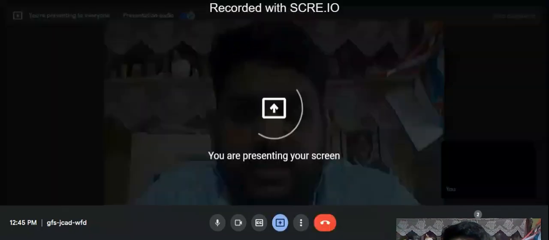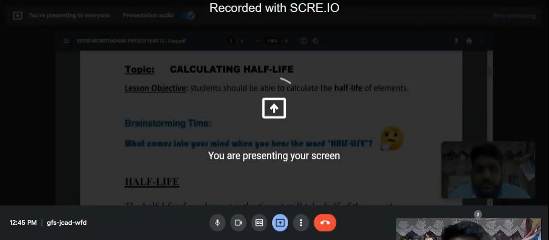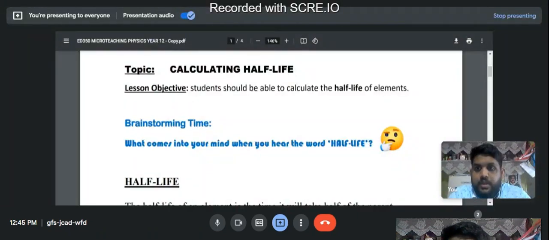Now I've shared my screen. You can just follow my cursor when I'm reading. Our topic is calculating half-life. The lesson objective is that you should be able to calculate half-life of elements.